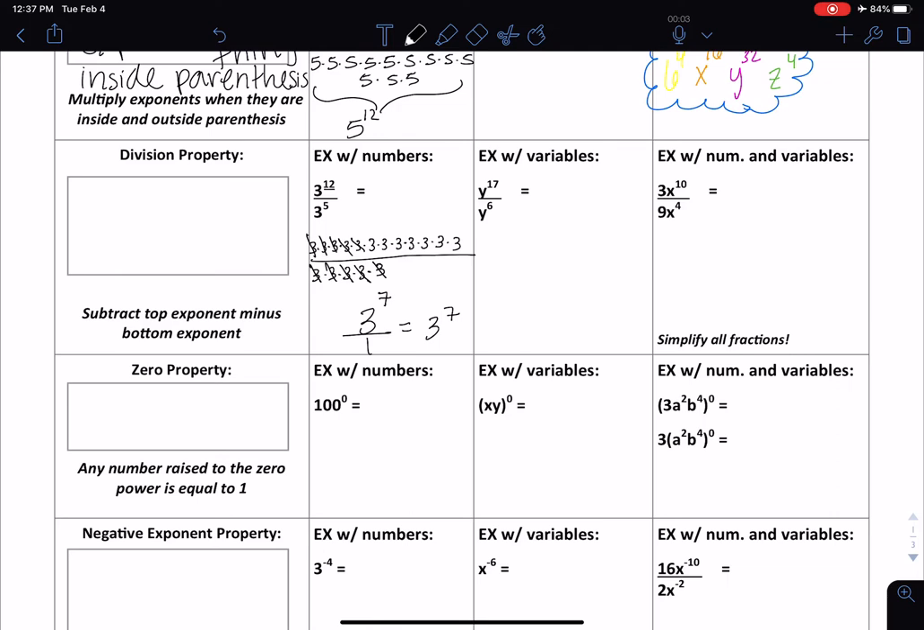Okay, so my shortcut, by looking at my original exponents, the 12 and the 5, would be to subtract my bottom exponent from my top exponent. So 12 minus 5 is 7. So that would be the shortcut instead of having to write out all the 3's like we did in this example. So my rule is subtract the bottom exponent from the top.